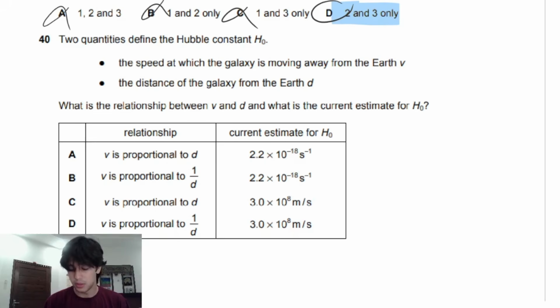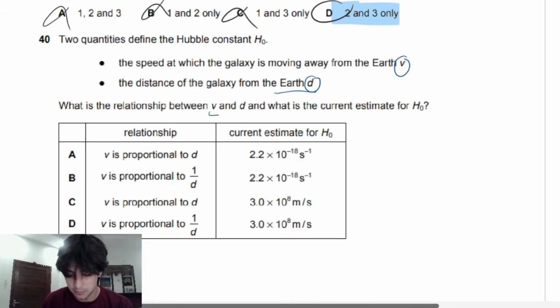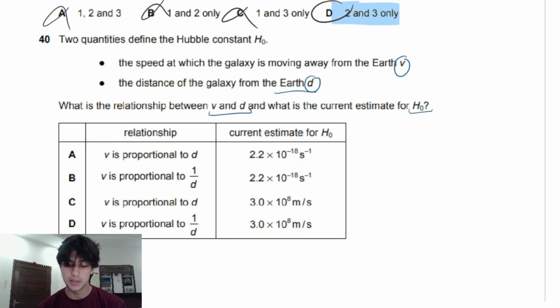Okay, next question. 2 quantities define Hubble's constant. We have the speed at which the galaxy is moving away from the Earth, V, and the distance of the galaxy from the Earth, D. What is the relationship between V and D and the current estimate of H? Okay, this should come naturally.